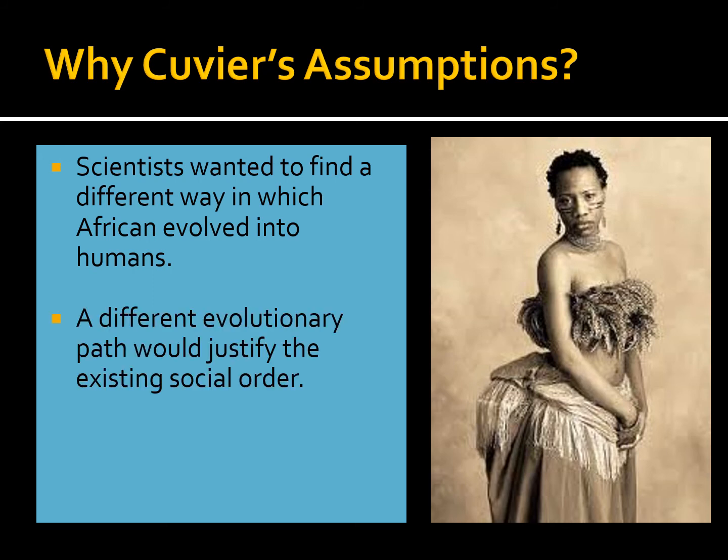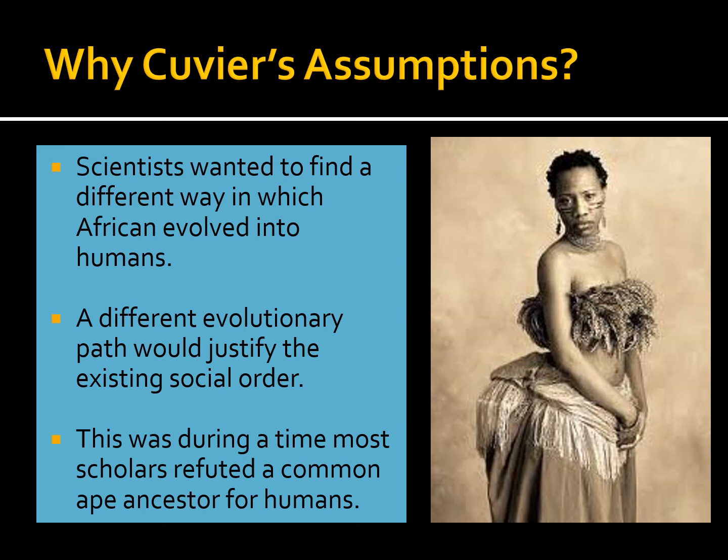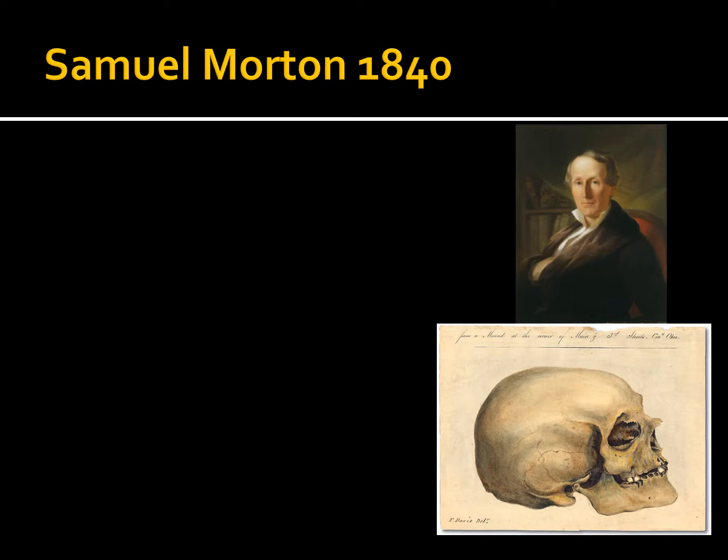And this essentially would say that a different evolutionary path would justify the existing social order, right? We don't have to treat people of color equally because they are quote unquote not exactly human, right? And this was during a time when most scholars refuted a common ape ancestor evolutionary lineage for humans.